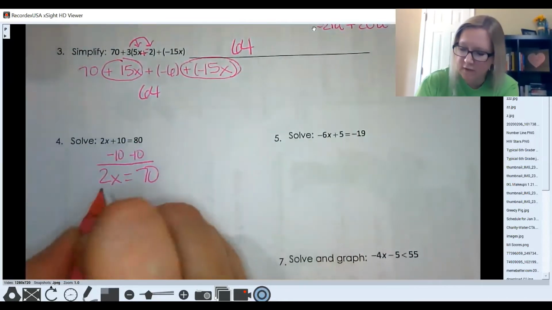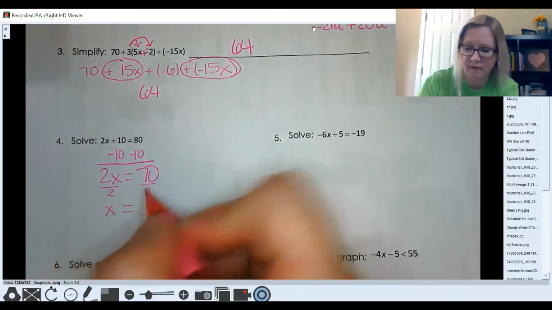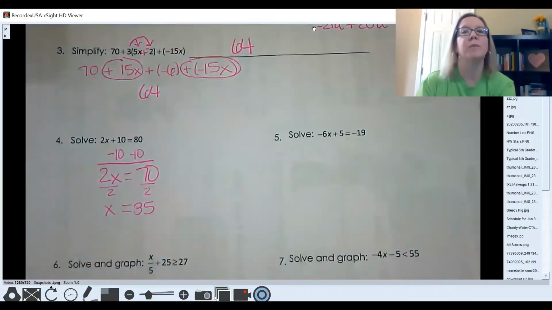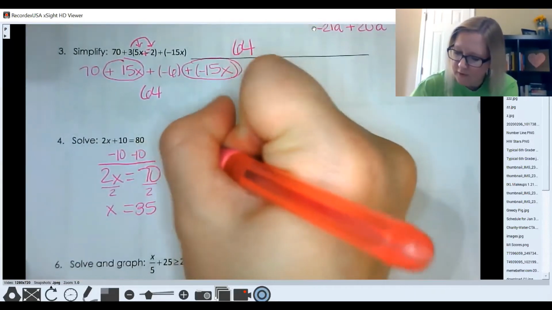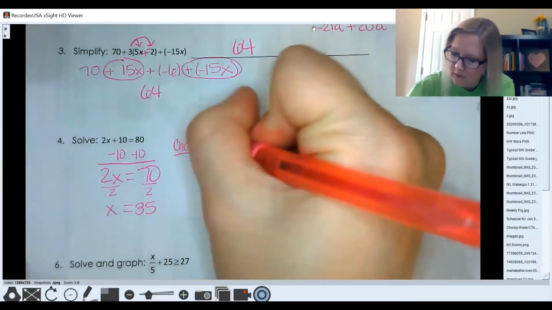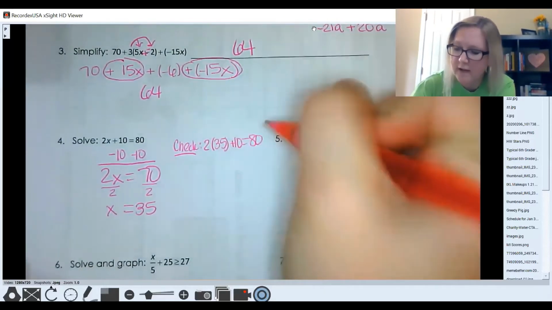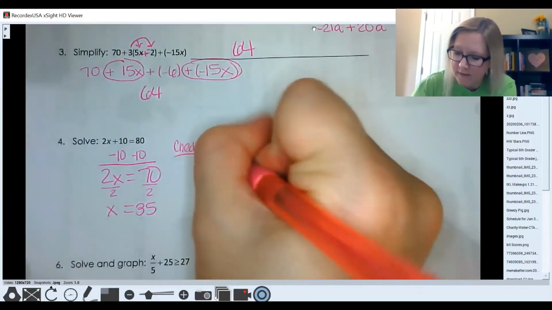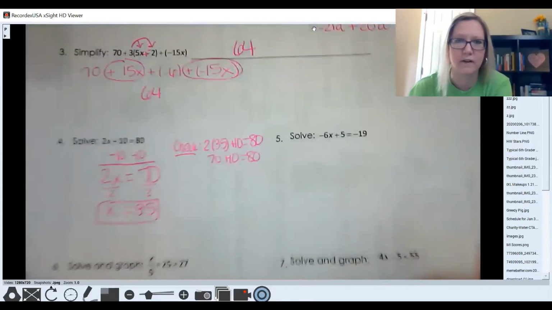All right, now I'm going to divide both sides by 2. And I get x equals, and 70 divided by 2 is 35. Remember to always substitute your answer back in to check it. So I'm going to put my check over here. So I have 2 times 35 plus 10 equals 80. If I work that out, that's 70 plus 10 equals 80. That's true. So I know that this answer right here is correct.